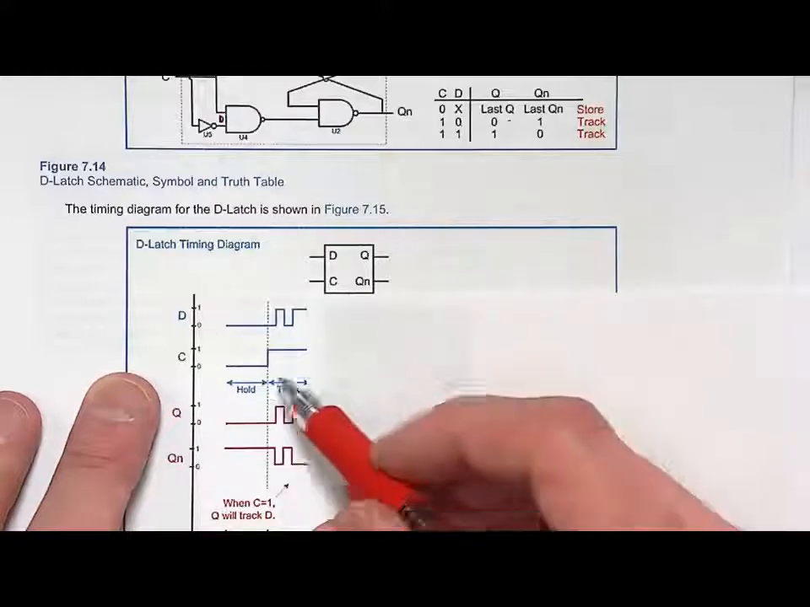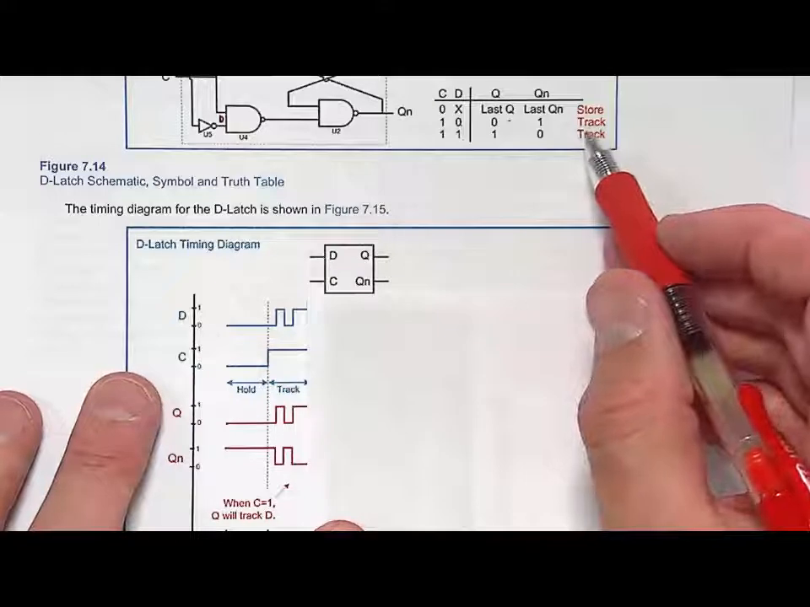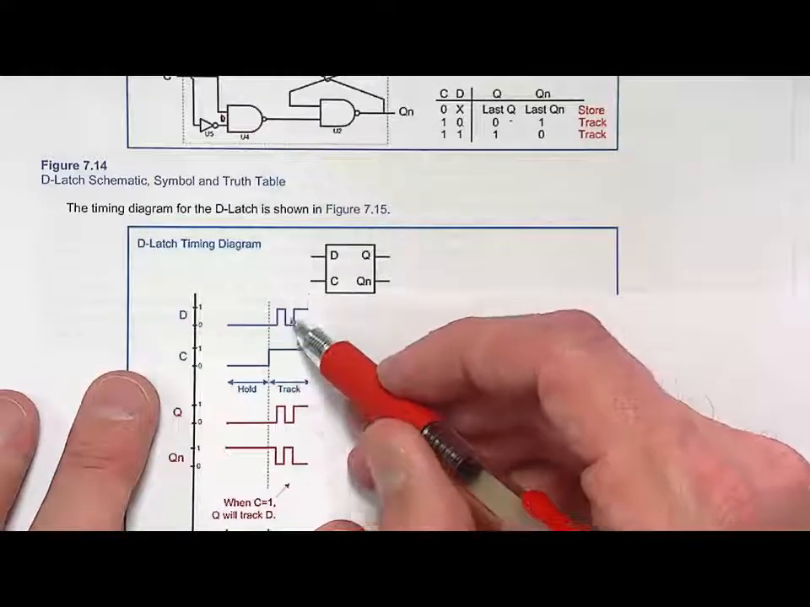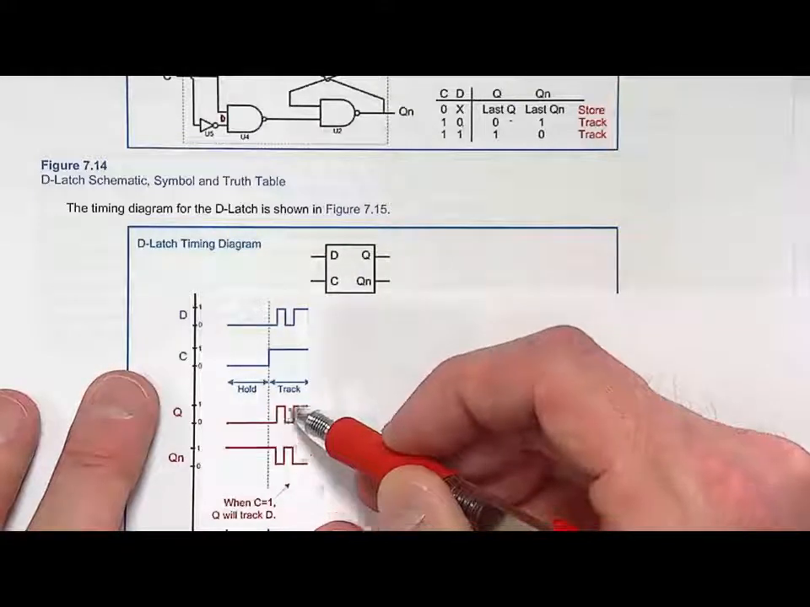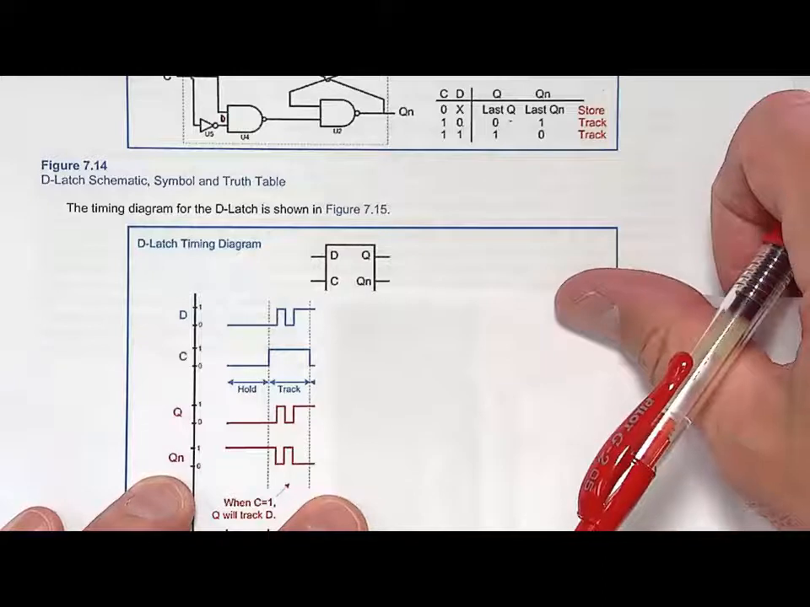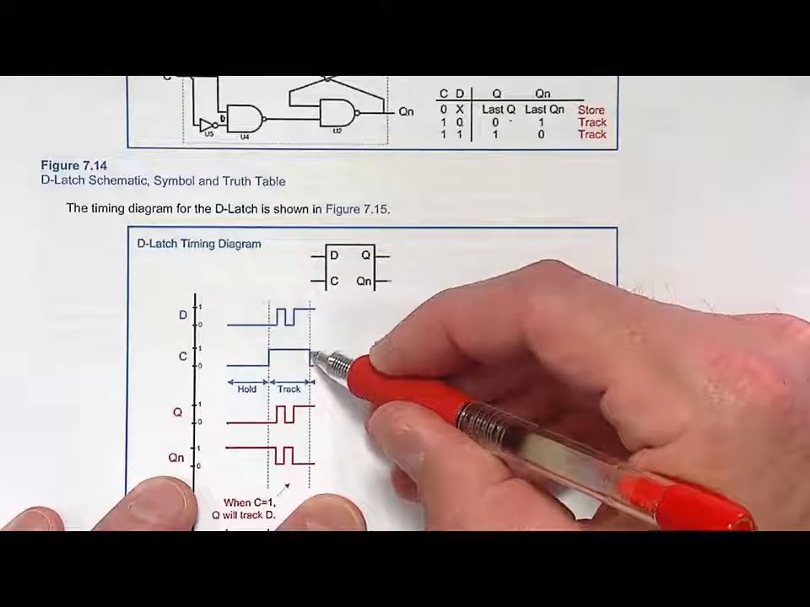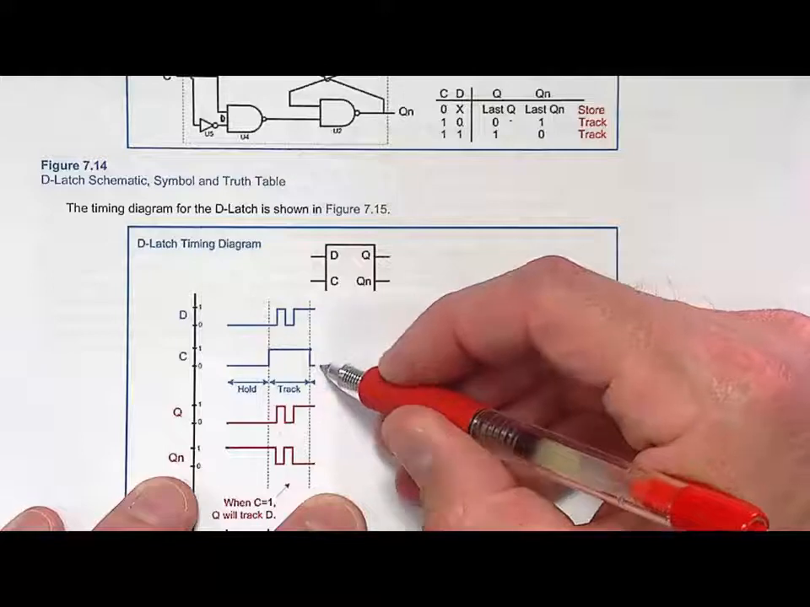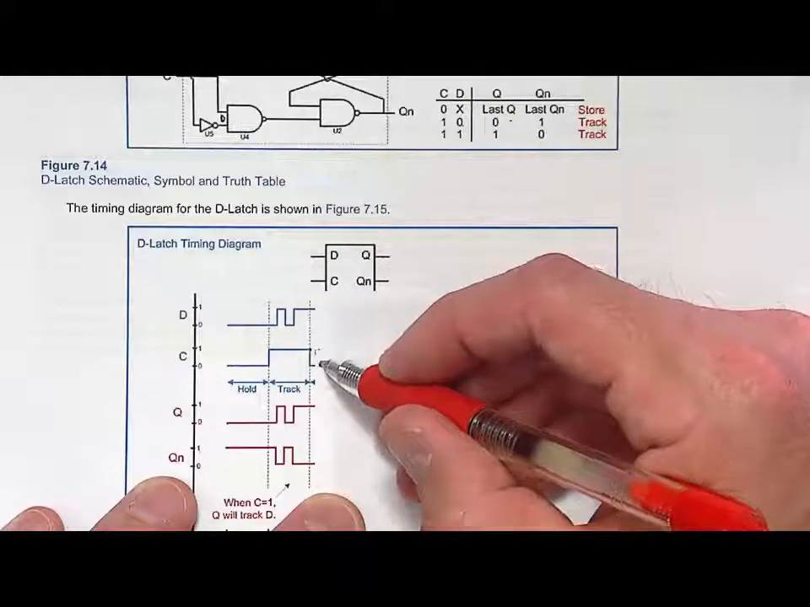Now we go into the C going to a 1. We move into the track state. Notice that whatever D does, in this case it just went up, down, up, Q will track it. So it's just going to match it. But then look at this situation right here where C went to a 0. It went from the track state to the hold state, or store state. So it was in track and it went to store.